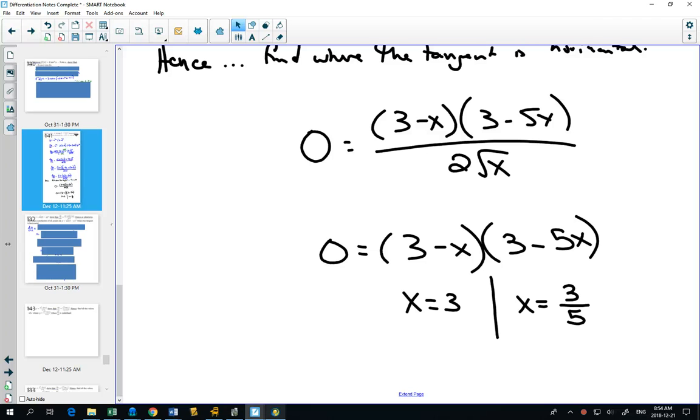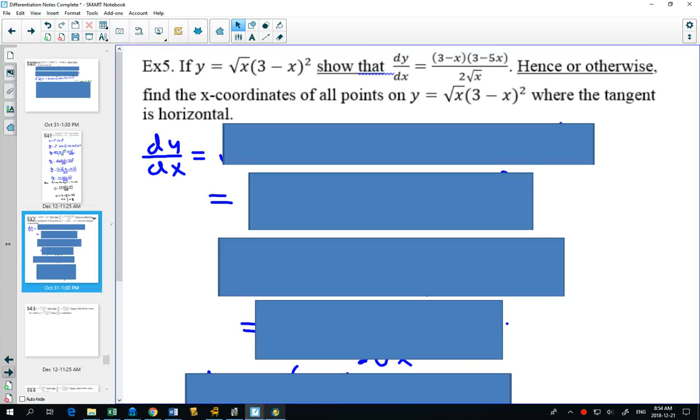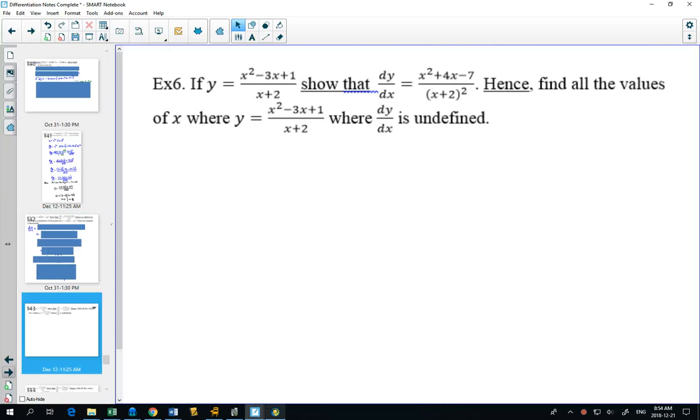One more example. If f(x) is x squared minus 3x plus 1 over x plus 2, show that the derivative is this, hence find all the values of x where the derivative is undefined.